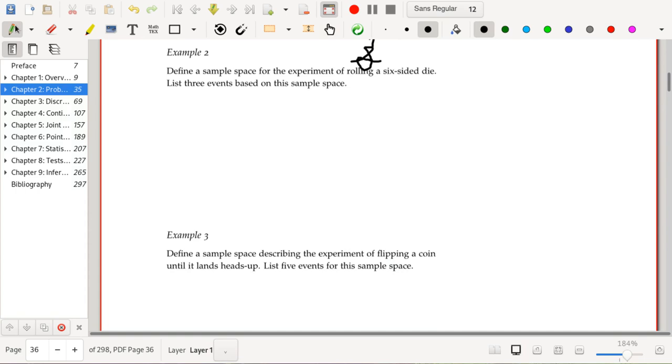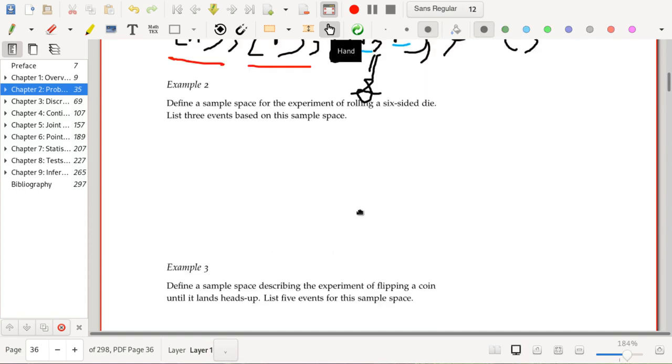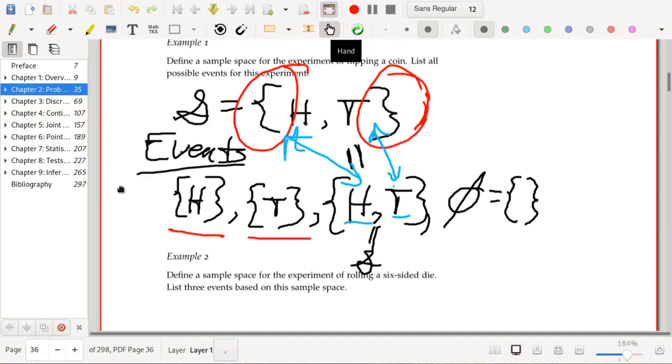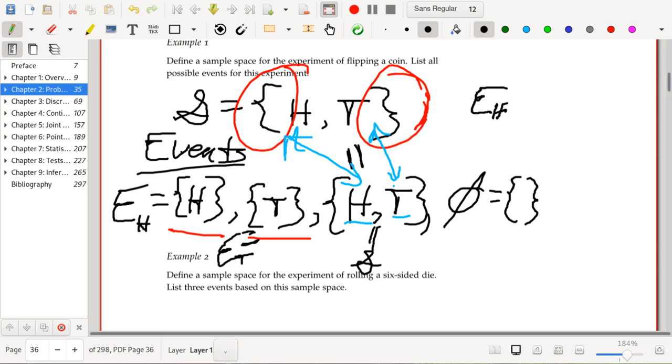By the way, I should probably mention something. Here, we might give names to these events, like we might call this first event EH. We might call this second simple event ET. To say that one set is a subset of another, we can use the notation, say, EH is a subset, and I like to put a line underneath, to say that it could possibly be the same as the sample space.